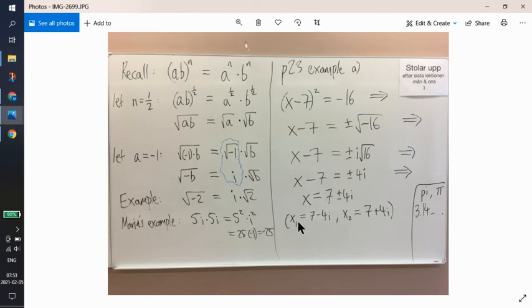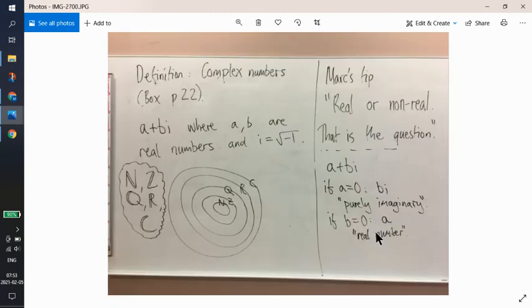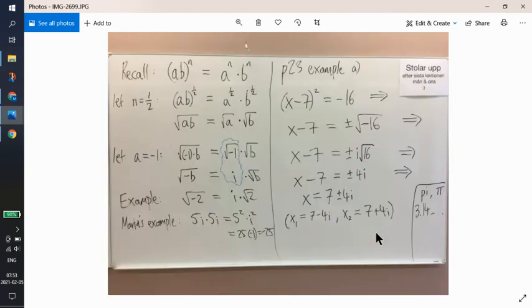And then usually we write out the two roots separately as x1 and x2. So this means 7 plus 4i and then 7 minus 4i. I've written it out in this way. Right, so let's have a look at, I think I'll make a cut here and I'll continue in the next part.